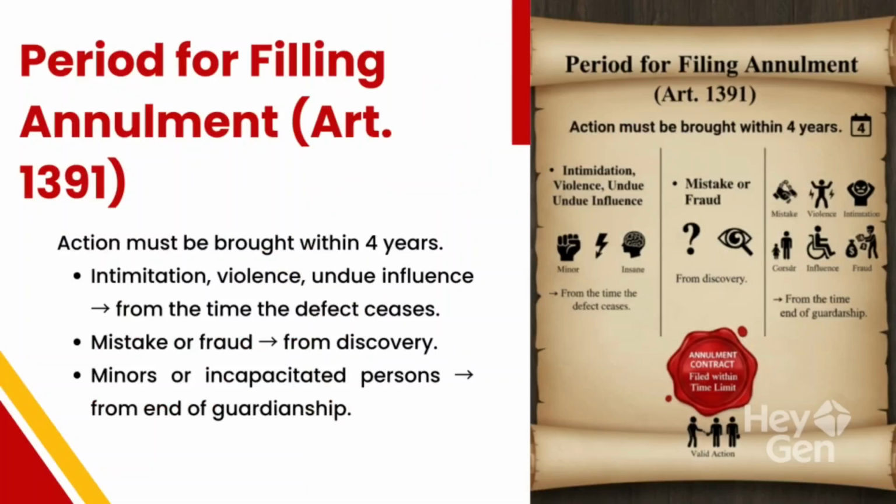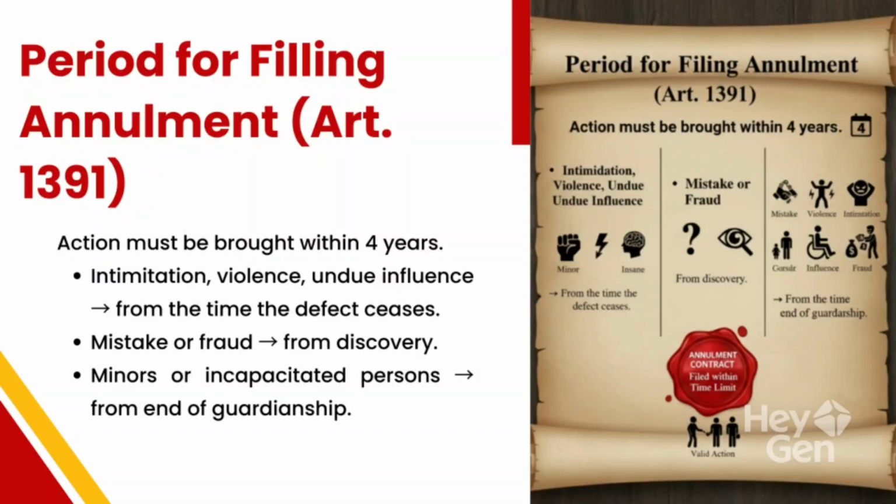Period for filing action for annulment. The 4-year period for bringing an action for annulment of a voidable contract is reckoned: 1. In cases of intimidation, violence, or undue influence, from the time the intimidation, etc., ceases. Before that time, the consent is still being vitiated, and therefore, the victim cannot be expected to bring an action in court. 2. In case of mistake or fraud, from the time it is discovered.